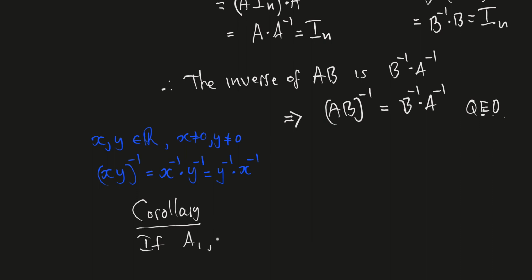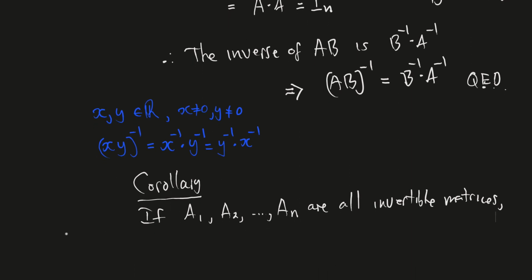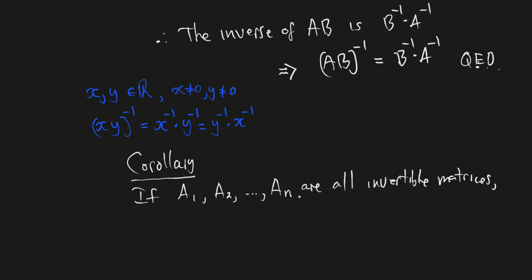If A1, A2, ..., An are all invertible matrices, then the product of all of them, again assuming they're all of the same dimension so the product is well defined, A1 times A2 times ... times An, is also invertible.